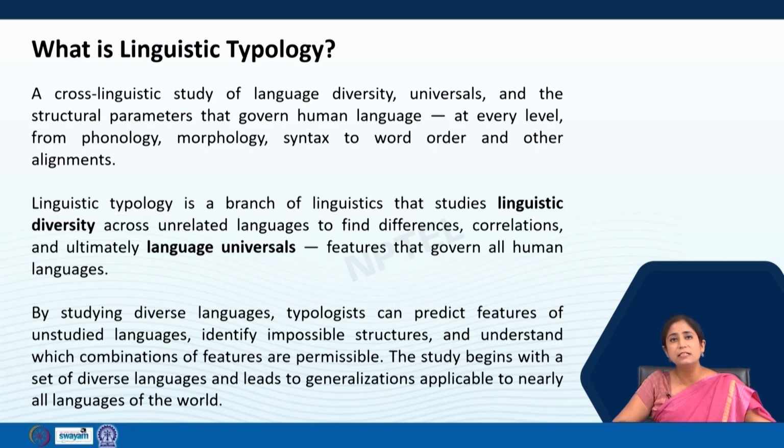So linguistic typology is a branch of linguistics that studies linguistic diversity across unrelated languages to find differences and correlations, with the aim of finding language universals. So what are the features that govern all the human languages? What are those parameters or rules which are common across languages? There are certain parameters beyond which languages do not go, or there are certain possibilities which are there for languages, and then there are certain things which are impossible for languages.